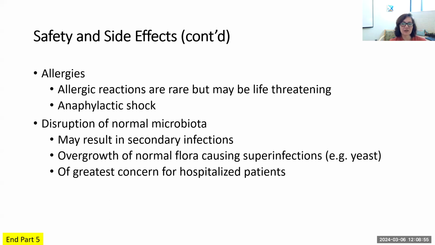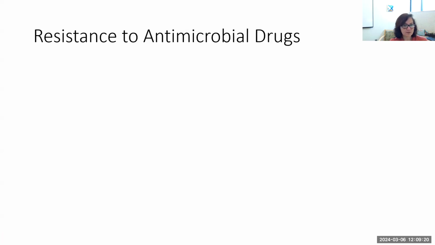We finished off the different mechanisms of action of the antimicrobial drugs, and we covered some of the problems. We talked about how broad spectrum the different drugs were, and some of the problems with allergies and disruption of normal microbiota, and why you would want a more targeted antimicrobial drug. In this next part, we will talk about the big problem that arises with antimicrobial drugs, and that is resistance.